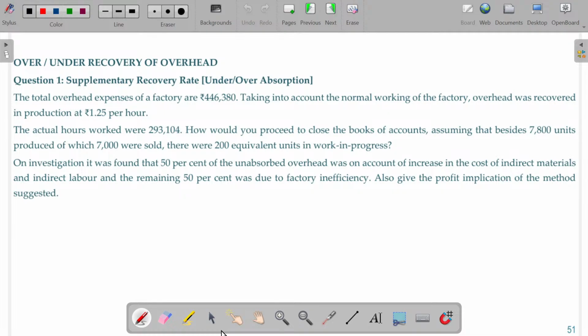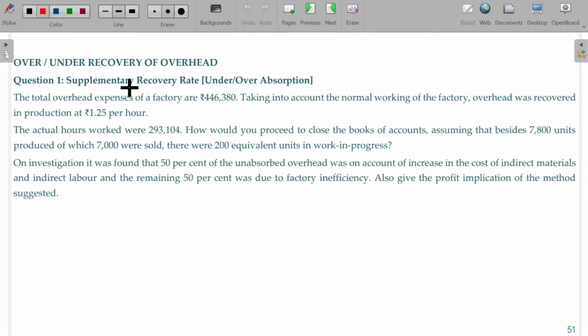Now here, supplementary recovery rate under or over absorption case. The total overhead expenses of the factory, if it is expenses, automatically it represents what? Actual expenses. Taking into account the normal working of the factory, overheads were recovered in production at rupees 1.25 per hour. This is what is recovered. Recovered is nothing but absorption. This is the overhead recovery rate.